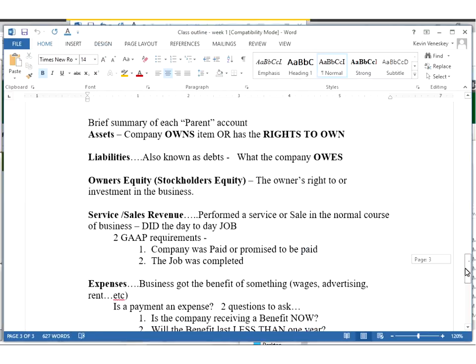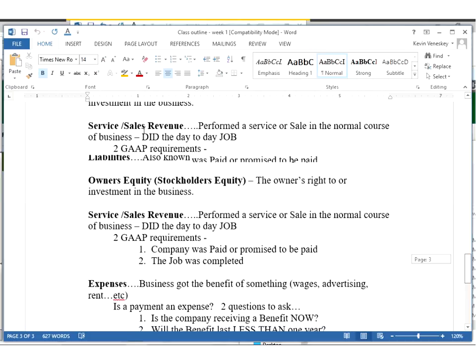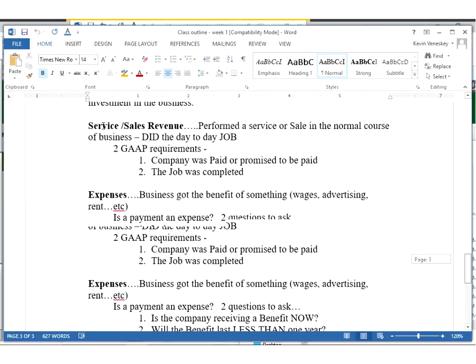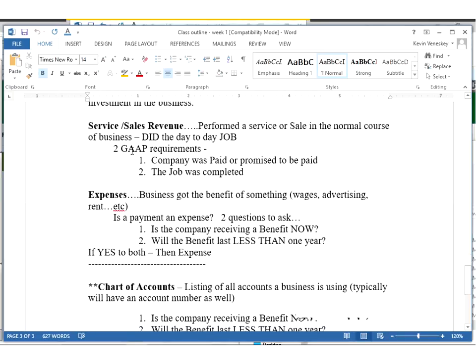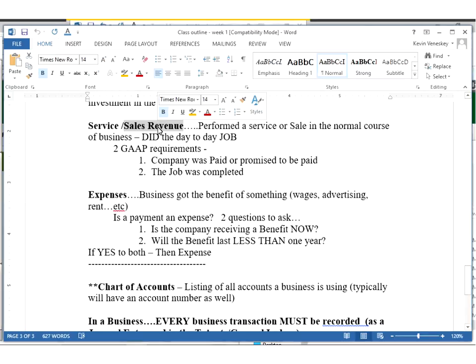Our fourth item in our equation is our revenue accounts. And these can be called different things. Service revenue, if you're an accounting company, you're going to be providing services. So you would call this service revenue. If you're in the business of actually selling goods, then you're going to call it sales revenue. It's the same thing, we just call it a little something different.